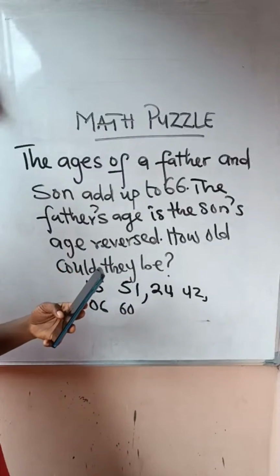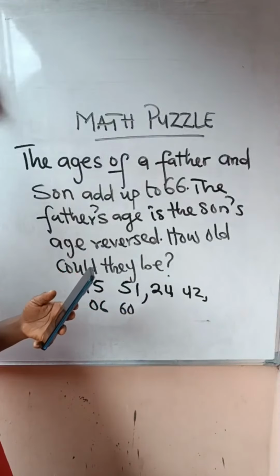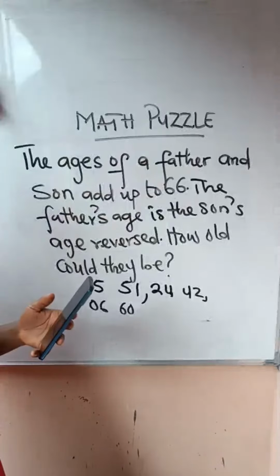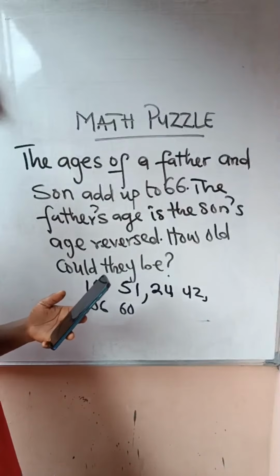So let me read what Jugu says. Jugu says the father's age is 10x plus y, and the son's age is 10y plus x. So the sum, and so on. Nice one. Thank you so much, Jugu.